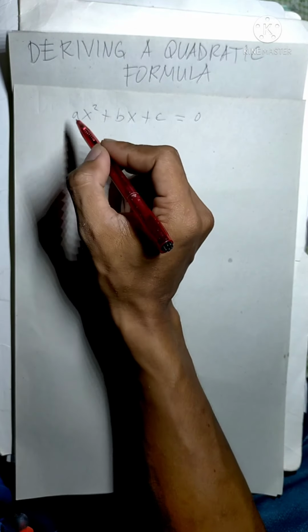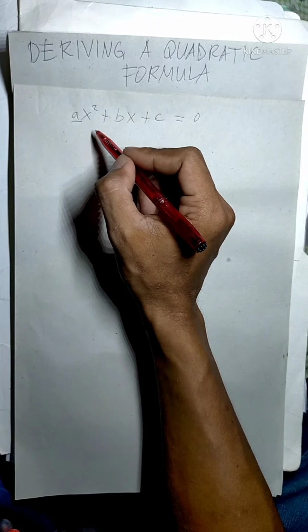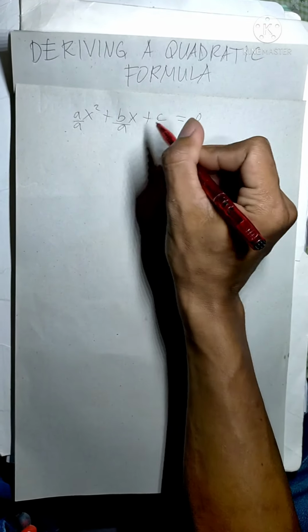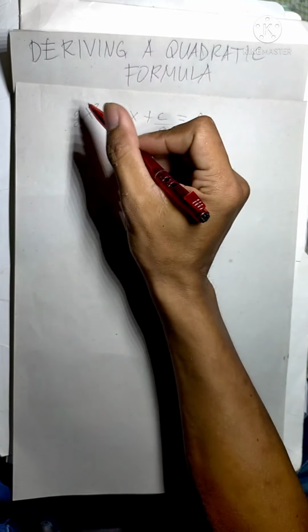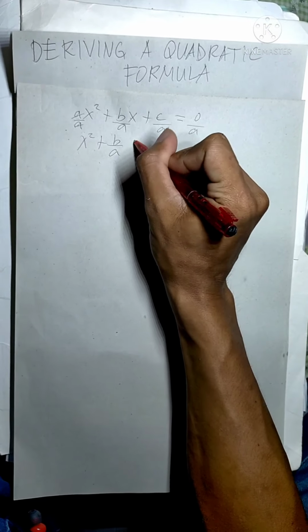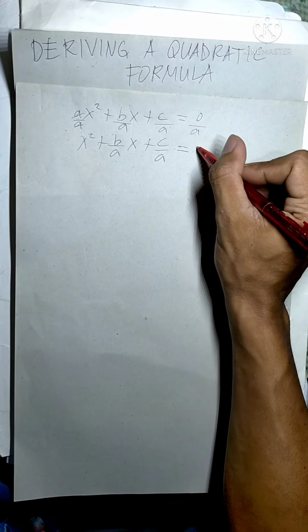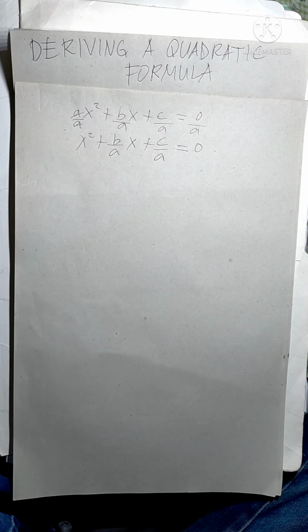Beside it is the leading coefficient a. So we have to divide all terms by the leading coefficient, including across the equal sign. So we divide by a. This is the first step. Okay, cancel. So we will have x squared plus b over a x plus c over a equals 0.